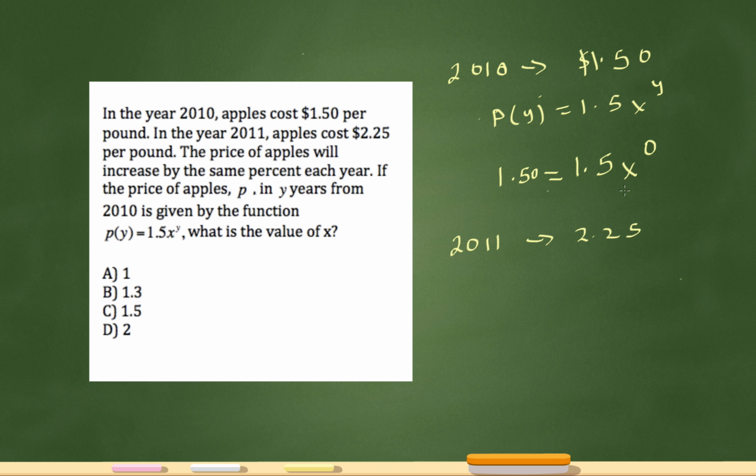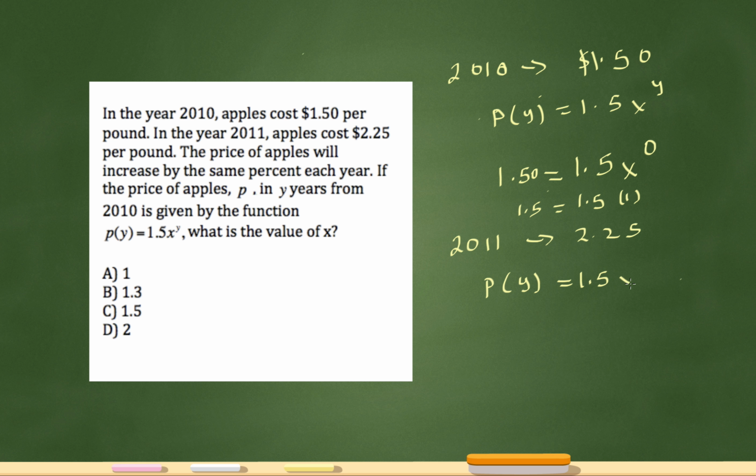Right? So this is actually pretty straightforward. 1.5 x to the 0 is just 1.5. So actually, you know what? For that reason, I'm not able to solve for x here, because x to the 0 is just 1. And then 1.5 times 1 does equal 1.5, but doesn't tell me the value of x. But for that reason, I have this second equation also. Or not the equation, but the second piece of information.